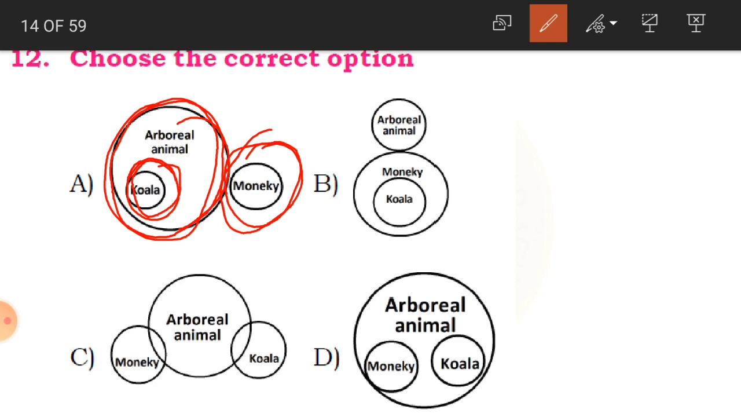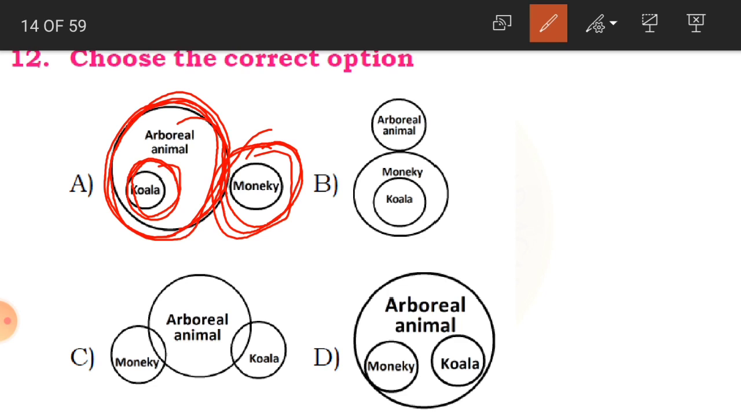Suppose if you see here, arboreal animal. In the big circle, it is written arboreal animal. And you have here koala. And outside the big circle, you have monkey. Now, what are arboreal animals, children? They are animals which live on the tree. Like we already learnt, they are tree dweller animals, which live on the tree.